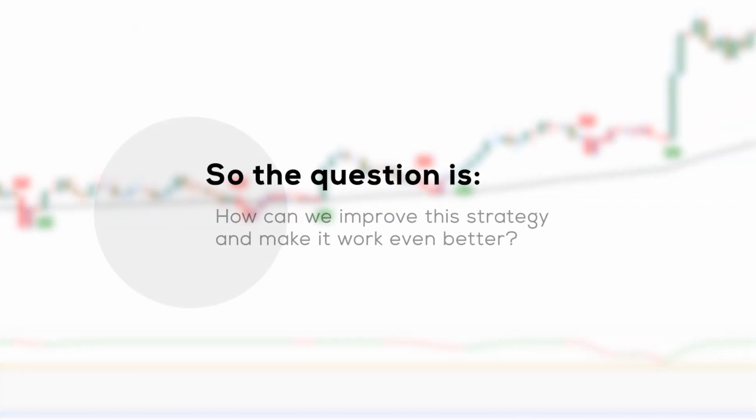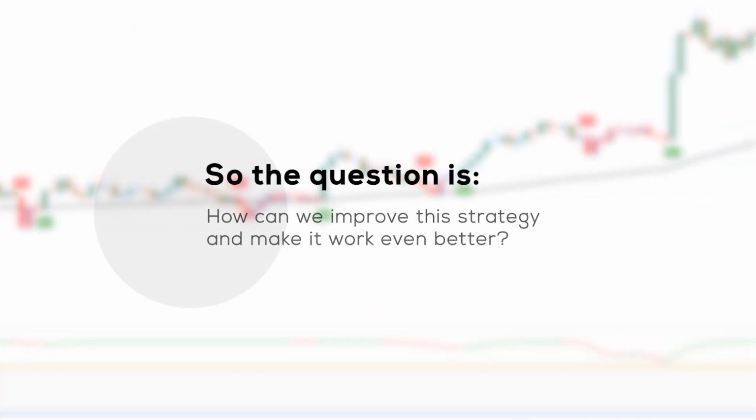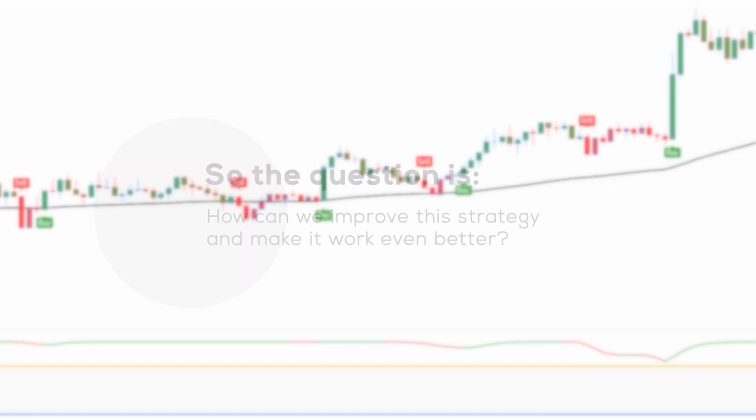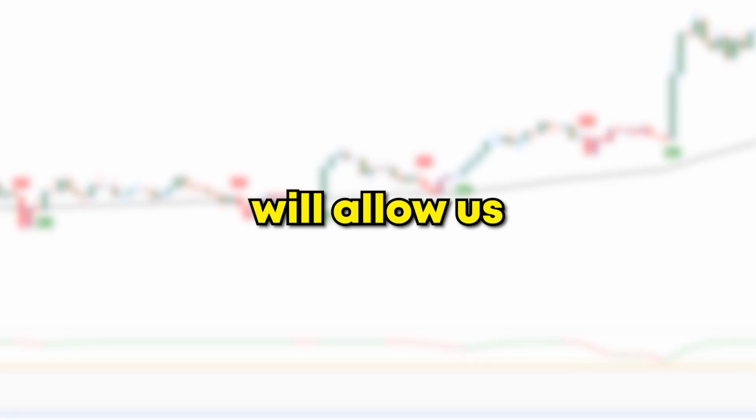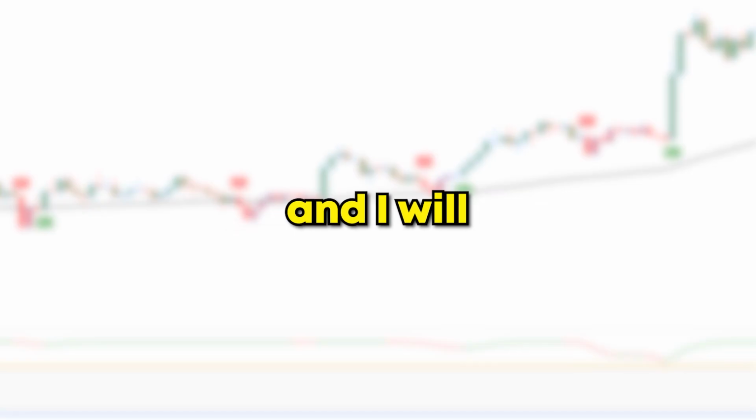So of course, in order to improve the strategy, let's adjust the rules a bit and add a new indicator. We are going to add an exponential moving average of period 100. This will allow us to filter even more false signals, and I will show you how.